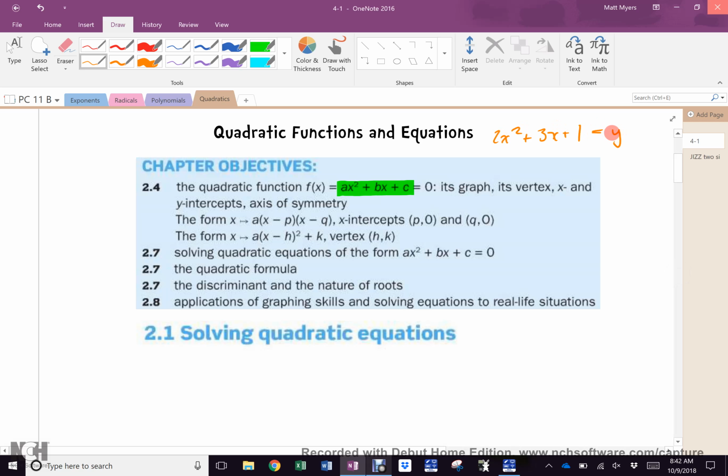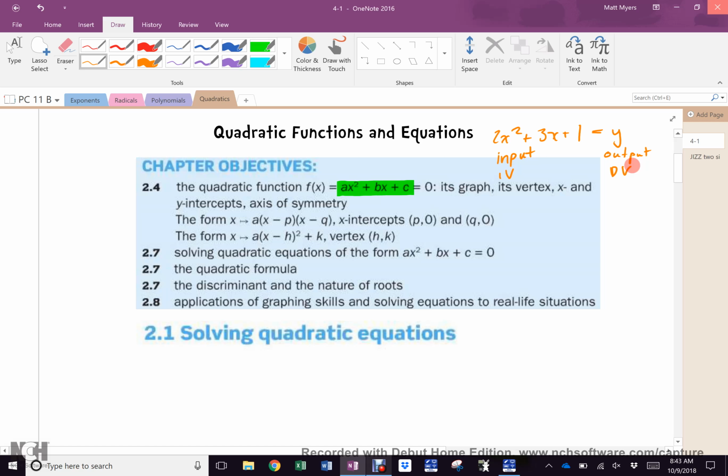Now, in the 9th grade, your equations always had a y and an x, yes? And then in the 10th grade, you were taught that x was an input, an independent variable, an IV. And y, you were taught, was an output or a dependent variable, yes?